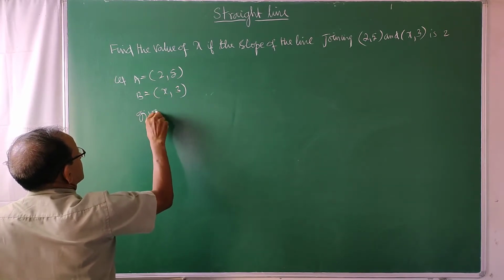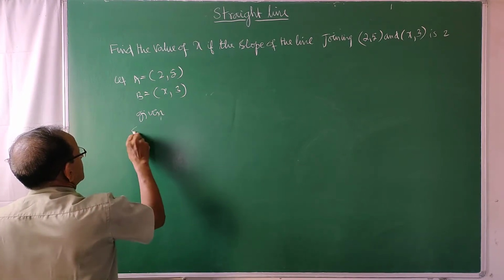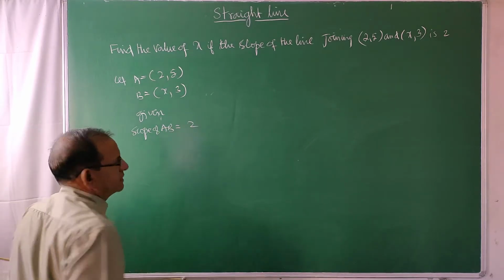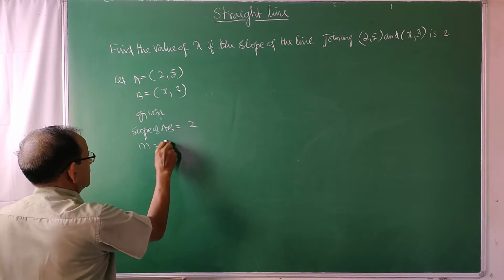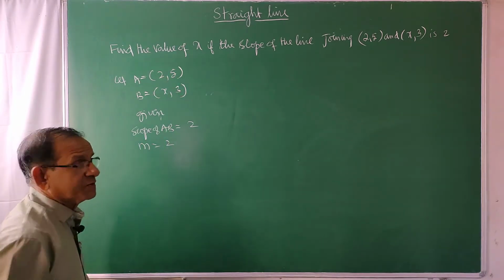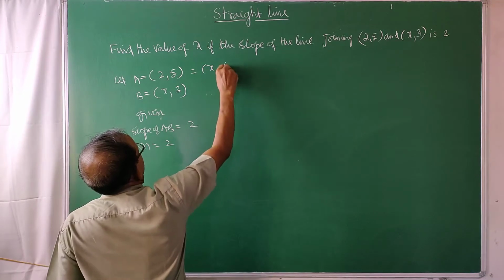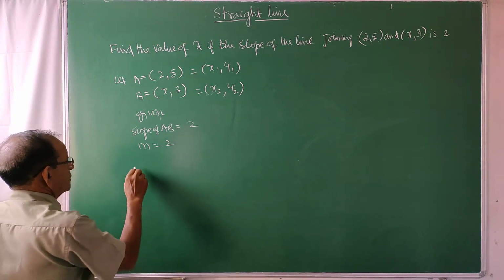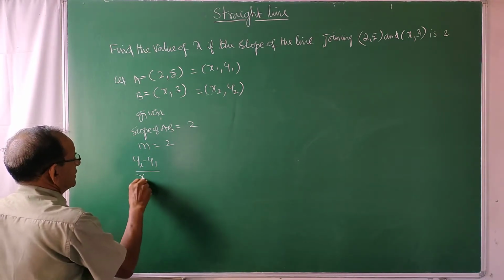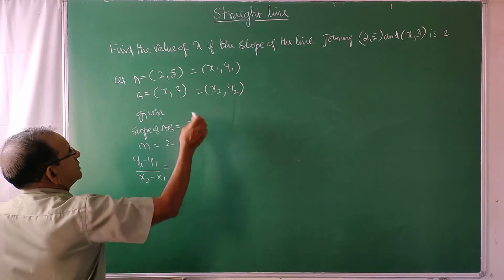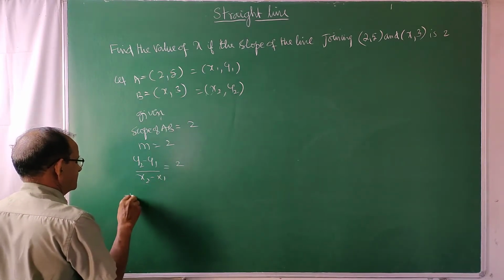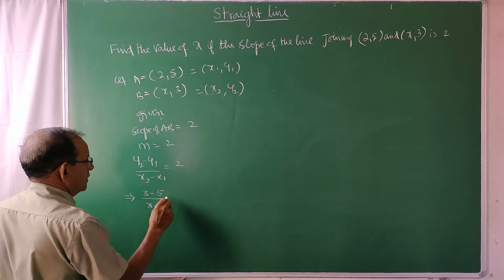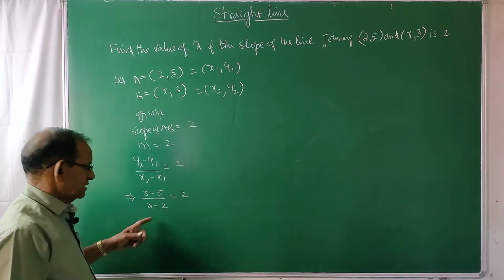Given, slope of AB is equal to 2, that is m is equal to 2. M means (y2 minus y1) by (x2 minus x1). This is x1, y1 and this is x2, y2. Now, (y2 minus y1) by (x2 minus x1) is equal to 2. That means (3 minus 5) by (x minus 2) is equal to 2. Let us take cross multiplication.